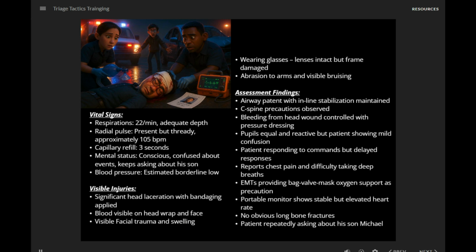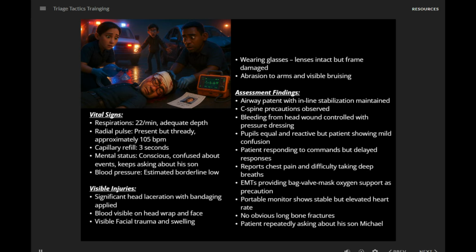Blood pressure, estimated borderline low. Visible injuries: significant head laceration with bandaging applied, blood visible on head wrap and face. Visible facial trauma and swelling. Wearing glasses, lenses intact but frame damaged. Abrasions to arms and visible bruising.